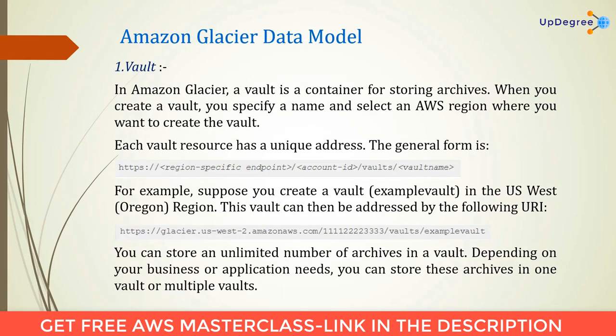Now let's talk about the Amazon Glacier data model. So first is Vault. In Amazon Glacier, a vault is a container for storing archives. When you create a vault, you specify a name and select an AWS region where you want to create a vault. So each vault resource has a unique address.